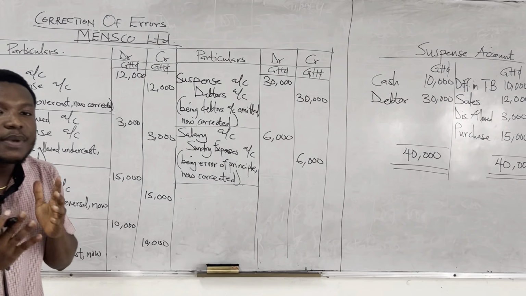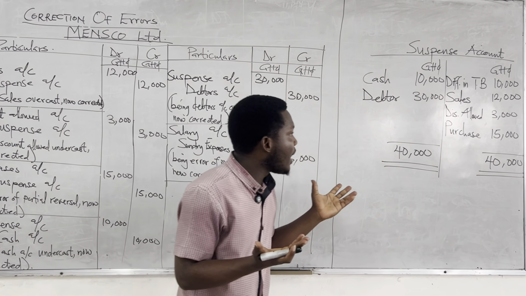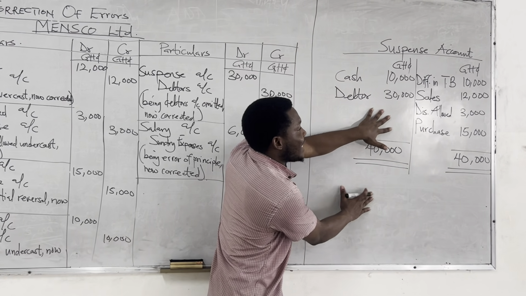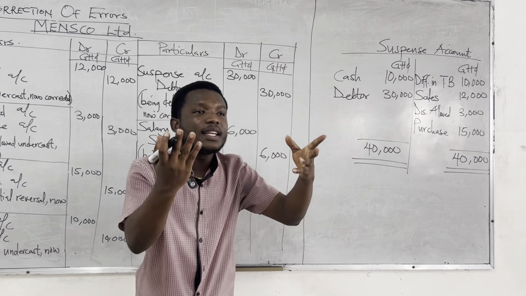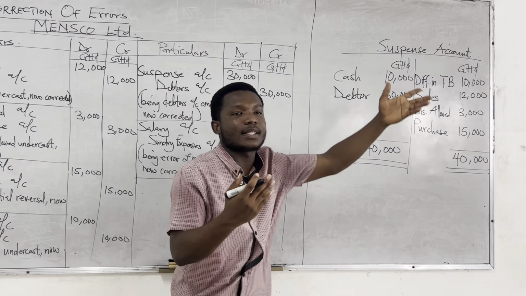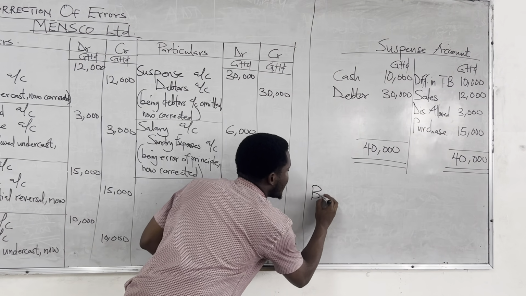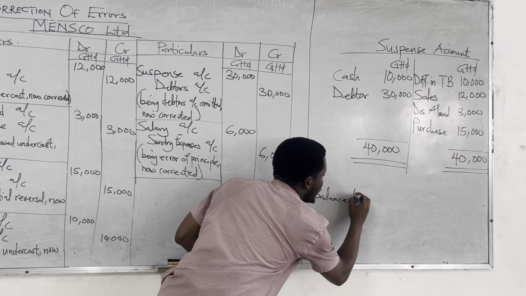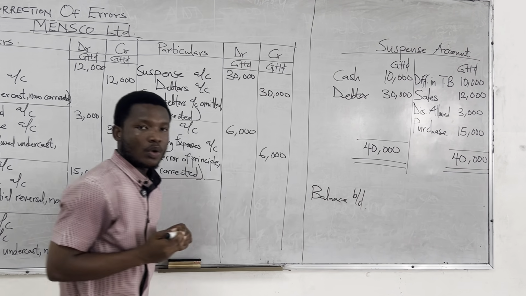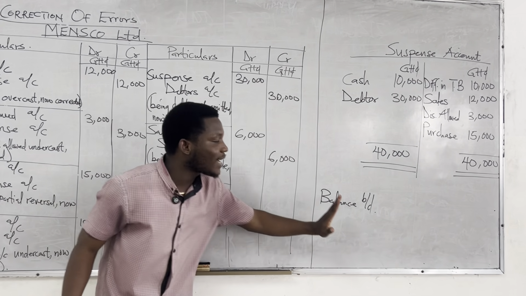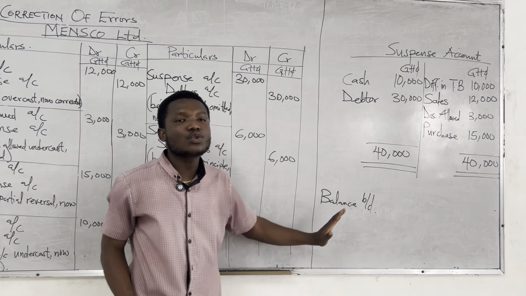Why are we saying suspense account is temporal? Remember, we have done with this account. If you are going to use it again, then it means you have to use it in the trial balance. And in the trial balance, we only use what? Something we call the balance brought down.